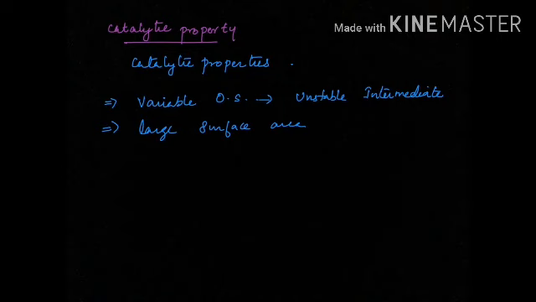Okay, so the catalytic property: most of the transition elements and their compounds are catalysts. Their catalytic properties are due to two main reasons. The first one is the variable oxidation state, right? Then they can form a variety of unstable intermediates. The next reason is the large surface area of these compounds.